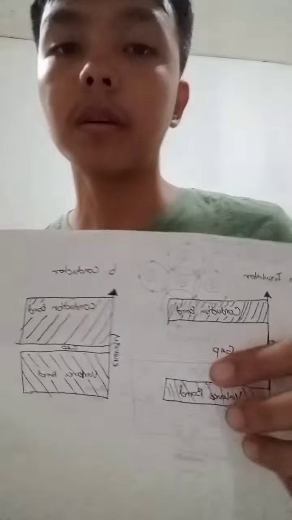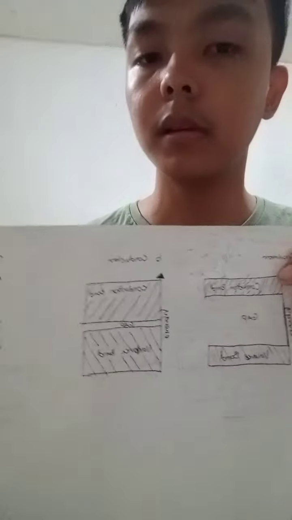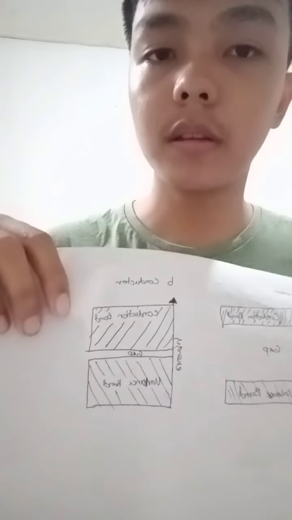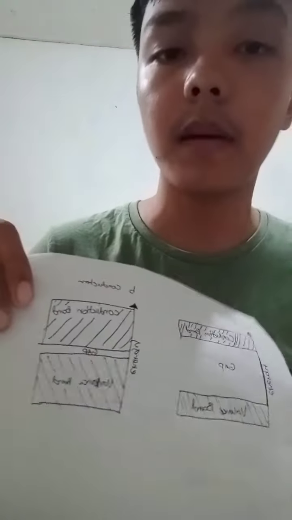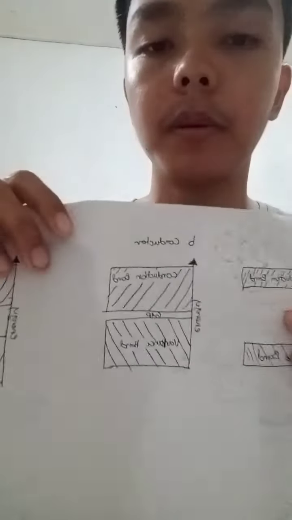While in a conductor, the current flows easily because, as you can see, there is no gap or almost no gap. So even if the current is a small amount, it will flow easily because it has no gap at all. Examples are metals, such as iron, copper, etc.